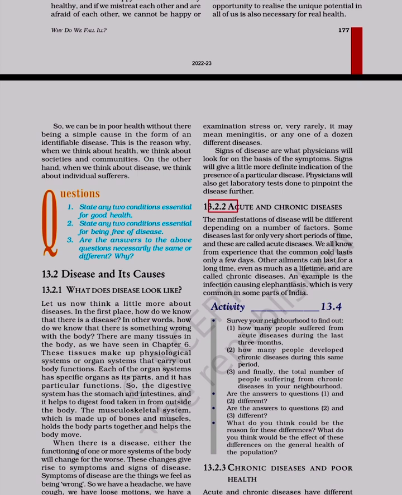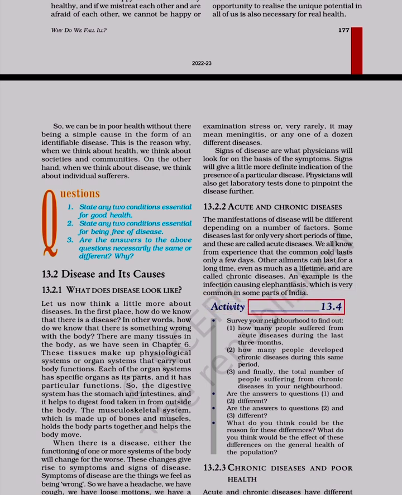Acute and chronic diseases. The manifestations of disease will be different depending on a number of factors. Some diseases last for only very short periods of time, and these are called acute diseases. We all know from experience that the common cold lasts only a few days. Other ailments can last for a long time, even as much as a lifetime, and are called chronic diseases. An example is the infection-causing elephantiasis, which is very common in some parts of India.